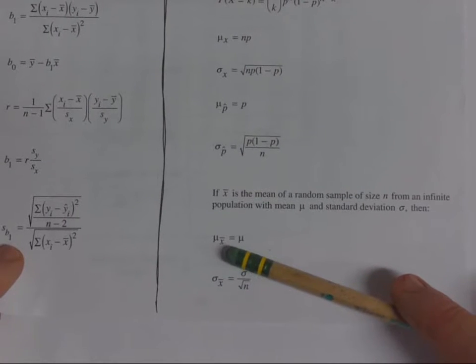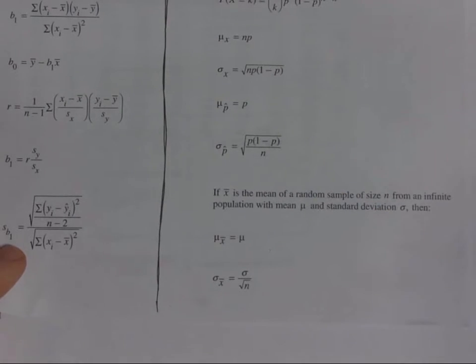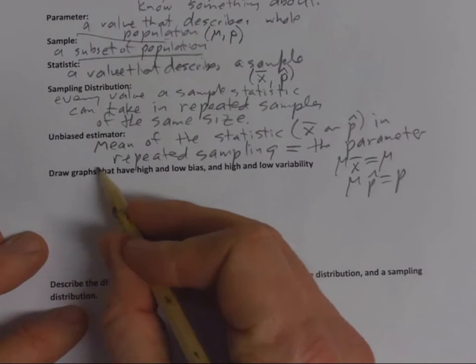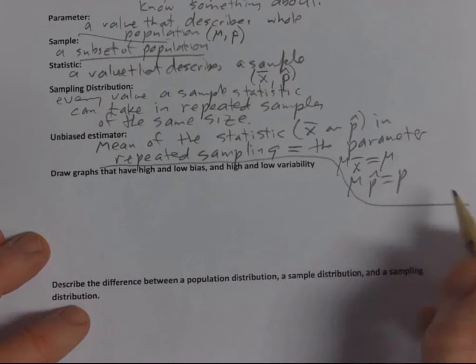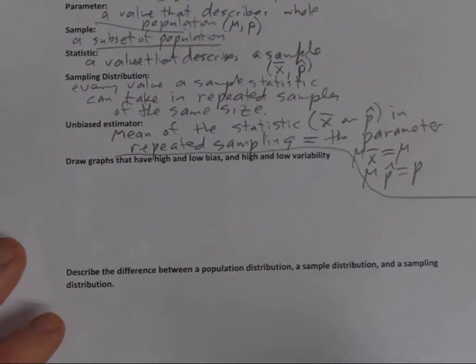The mean of the x bars is equal to mu. And there are the formulas for the standard deviations, which we're going to get into in future sections. But that's what an unbiased estimator is. And then a couple of important concepts I want to talk about here: what is high and low bias, and what is high and low variability? And we'll go with a mean example here.